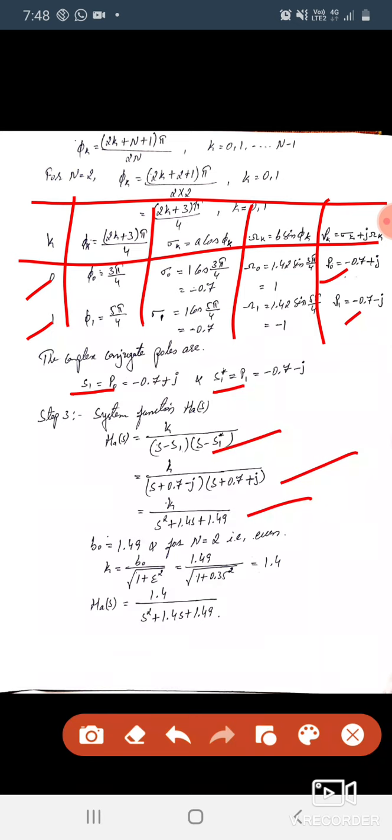Then how to get B0? Just multiply all, and the last value you get after multiplication is your B0 value. Okay, then because n is equal to 2, we have to use k is equal to B0 divided by 1 plus zeta square. Okay, substitute those values, you will be getting 1.4. You substitute 1.4 here, you will be getting your result. This is how you have to do.